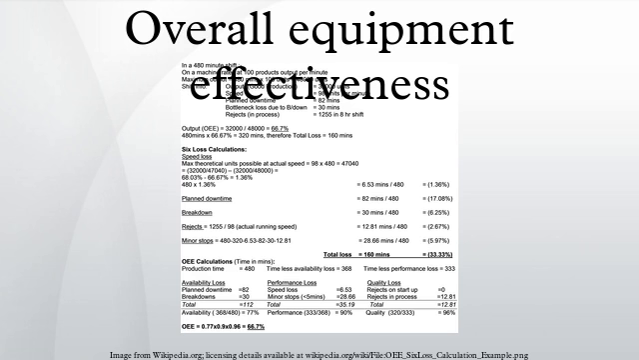Performance, the portion of the OEE metric that represents the speed at which the work center runs as a percentage of its design speed. Quality, the portion of the OEE metric that represents the good units produced as a percentage of the total units started, commonly referred to as first pass yield, FPY.